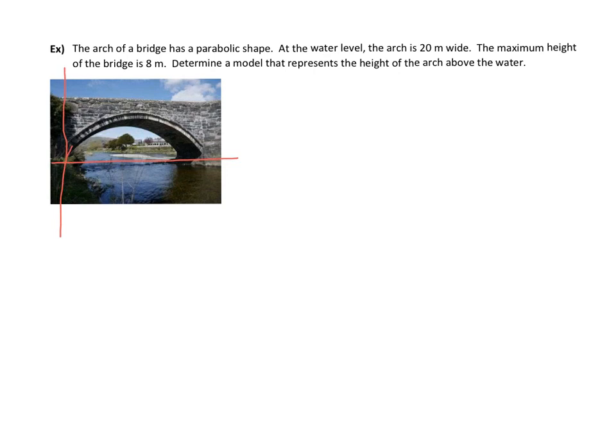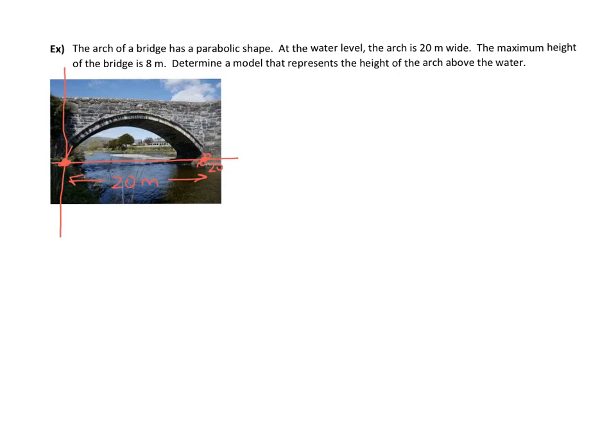So that makes one end of the bridge happen here at (0, 0). The other end of the bridge is here, and we know the arch is 20 meters wide. So I know that this distance here is 20 meters across, which makes my other x-intercept happen at 20. So now I know my two x-intercepts.